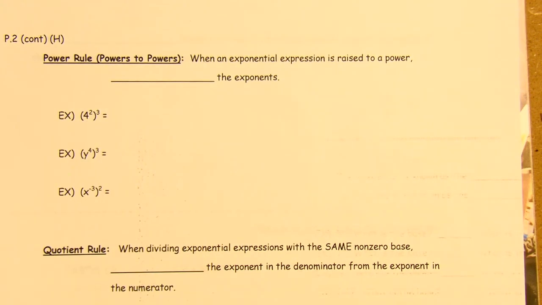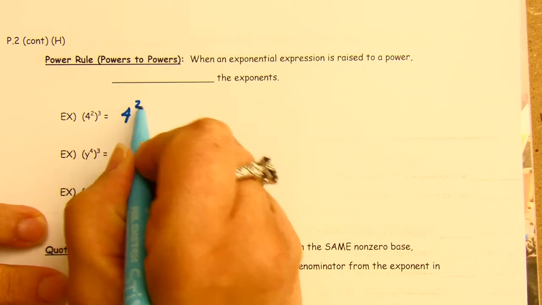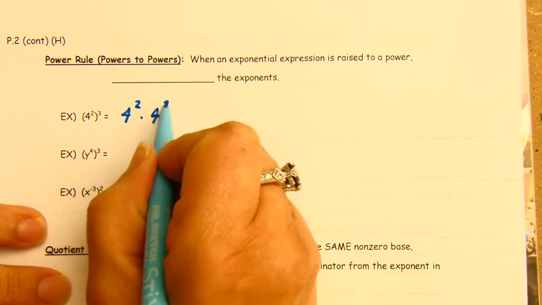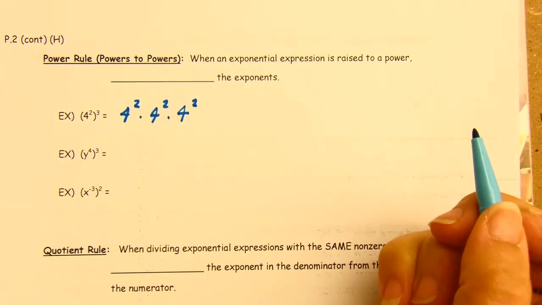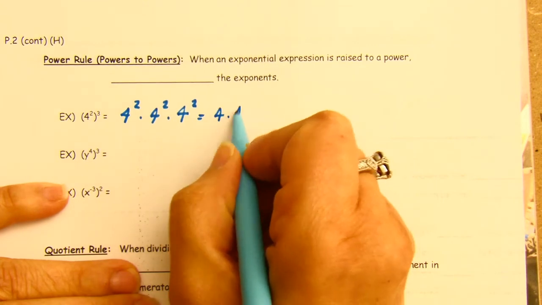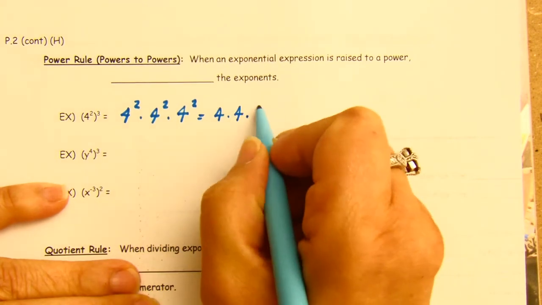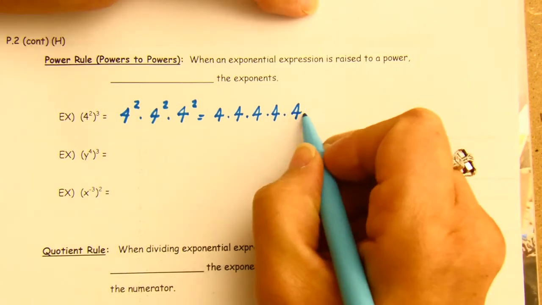And what do I do with the exponents? Any guesses? Well, let's look at what this means. 4 squared cubed really means 4 squared times 4 squared times 4 squared. Right? 4 squared 3 times. And 4 squared means 4 times 4, and the second 4 squared is another 4 times 4, and the third 4 squared is another 4 times 4.